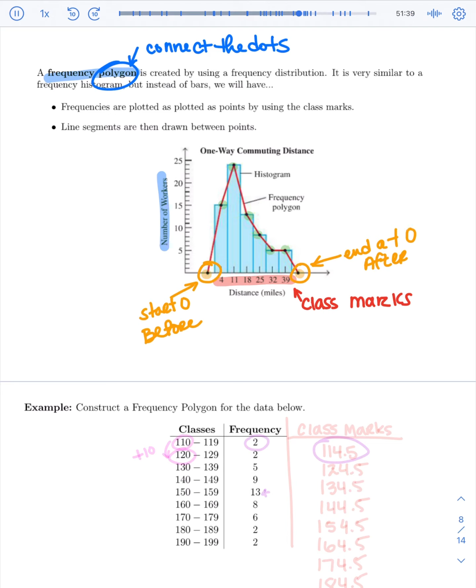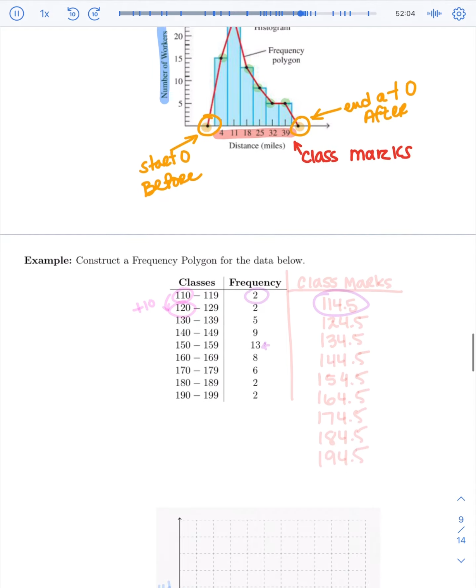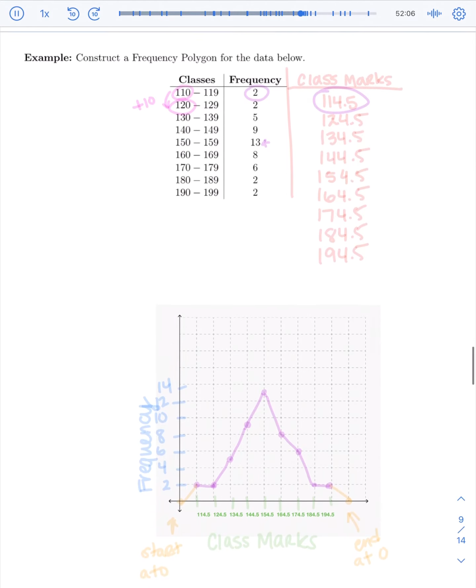So we've got a polygon, which is a shape that's made out of plain connect the dots, but it's really no different than what we were doing with the histogram. It's the same exact idea, just a line graph instead. So my thought is to do an example of a frequency polygon, but let's use the exact same data that we did for the frequency histogram, so that we can see how similar it is.